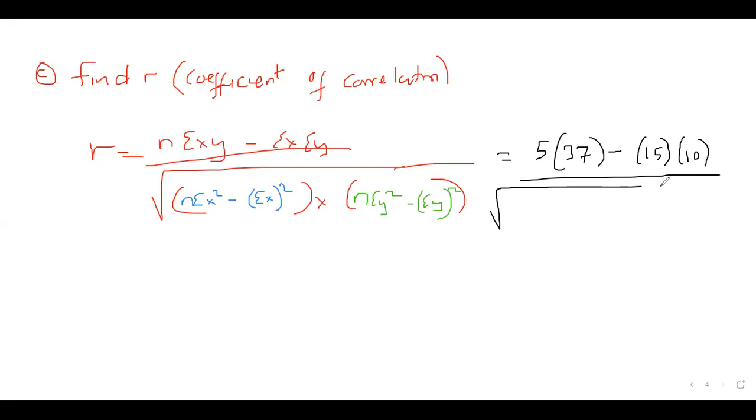Then we have 5 there, 55, minus 15 squared. Then on the other side we had n, which is 5, and y squared was what? 26. Y to the power 2 is 10 squared.